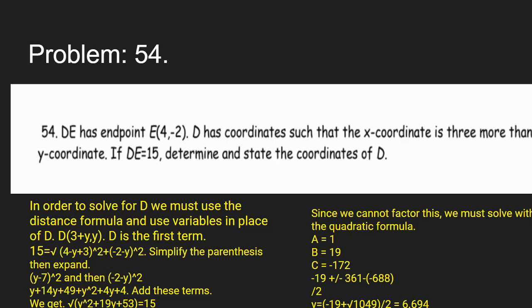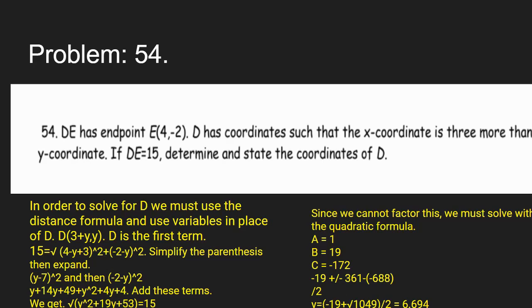So we can write that as (3 plus y, y). That could be our D coordinate in terms of variables. Then we must use the distance formula and use D as a substitute. Then we get 15 is equal to the square root of (4 minus (y plus 3)) squared, plus (negative 2 minus y) squared. Pretty long, right? The simple way to do this is to simplify what's inside the parentheses. So we get (y minus 7) squared, and then (negative 2 minus y) squared.